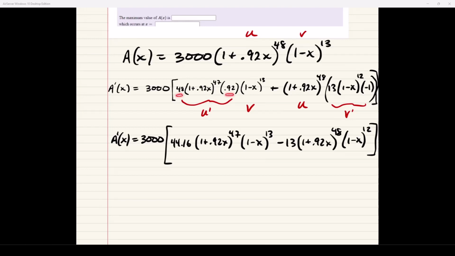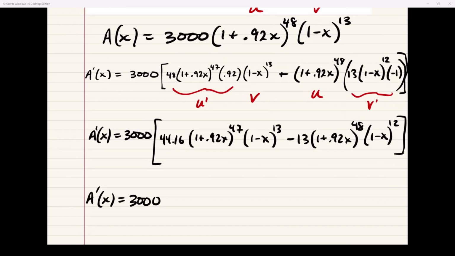Now that I have the derivative here, I'll just recognize that I've got a constant factor 48 and 0.92. I'll multiply those together and leave these other factors as they are. And then I've got this 13 and this negative 1 factor, so I'll put that at the beginning of this second term as a negative 13 times these other factors. And now we're just looking for when this derivative is equal to 0.